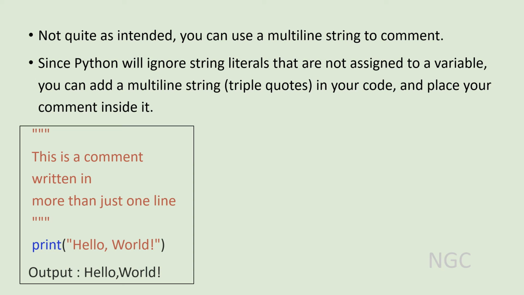So here in the example, we have a multi-line string, which means the text placed inside triple quotes and which is unassigned to a variable here. This can be considered as a multi-line comment. So the interpreter ignores the three lines which are placed inside the triple quotes and only the print statement would be executed.